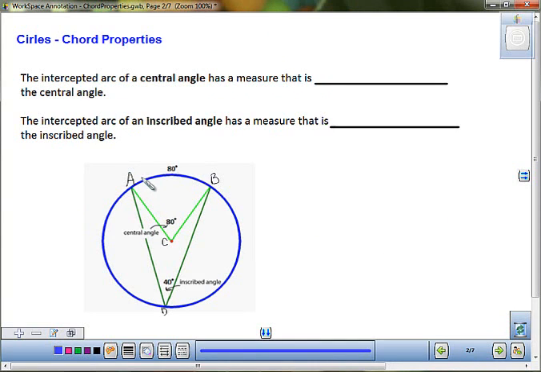So the arc here from the central angle, remember the central angle has a vertex on the center. So C is the center of the circle. So this ACB is my central angle, and the central angle measure is congruent to the intercepted arc's measure. Notice they're both 80. So the word they're looking for here is congruent. Okay, so the central angle is congruent to the intercepted arc.